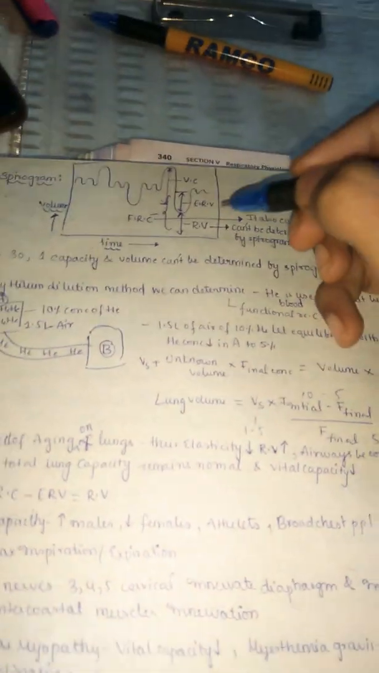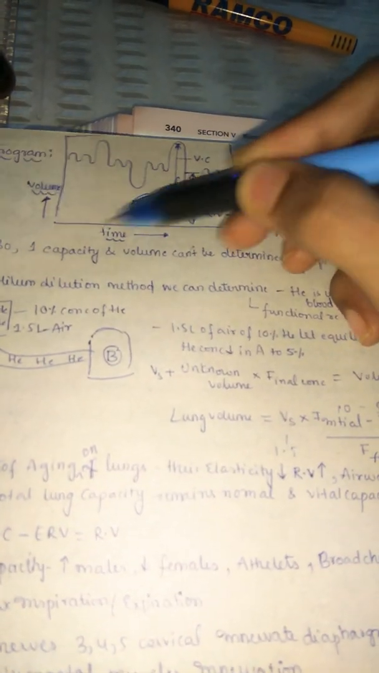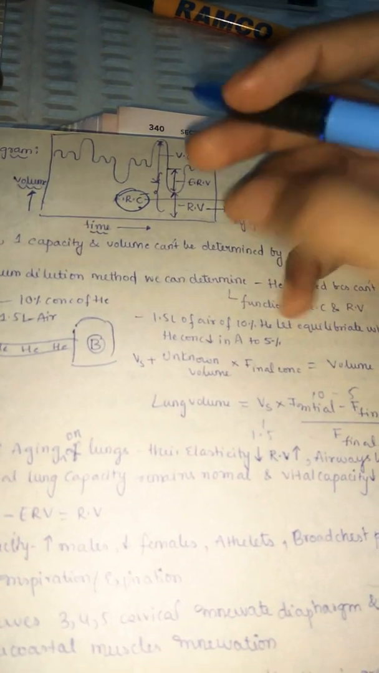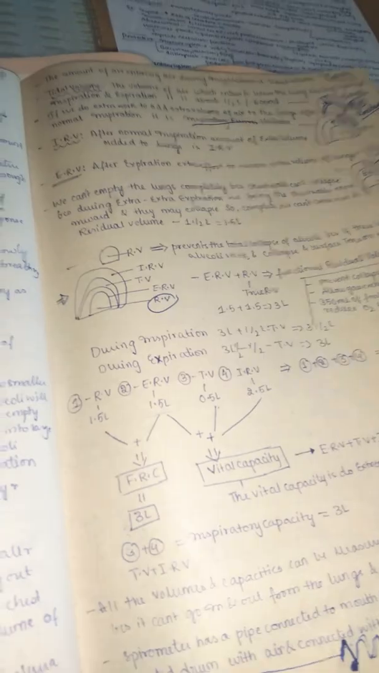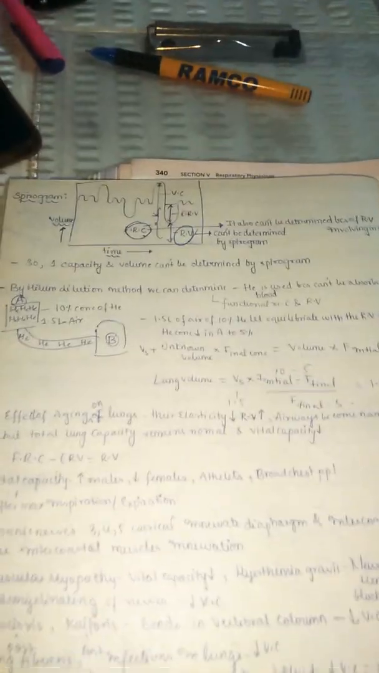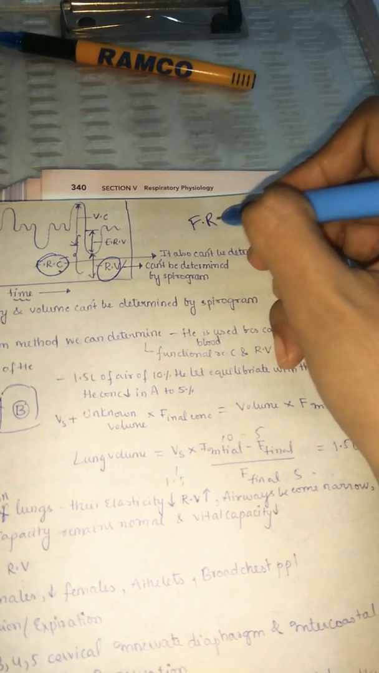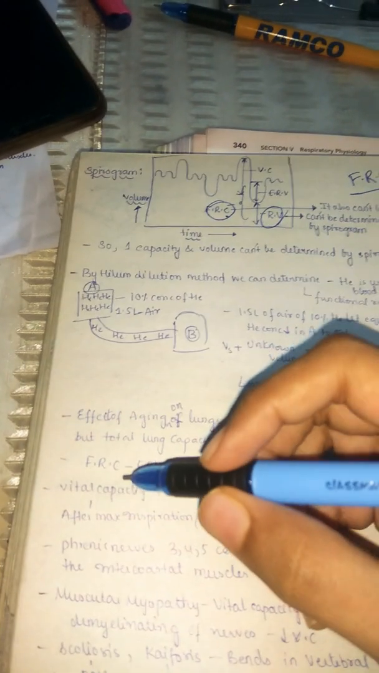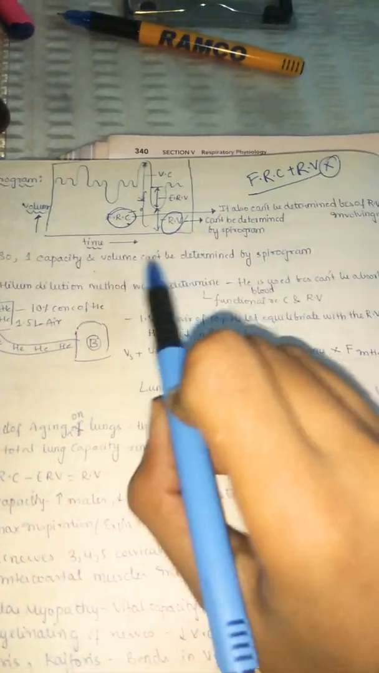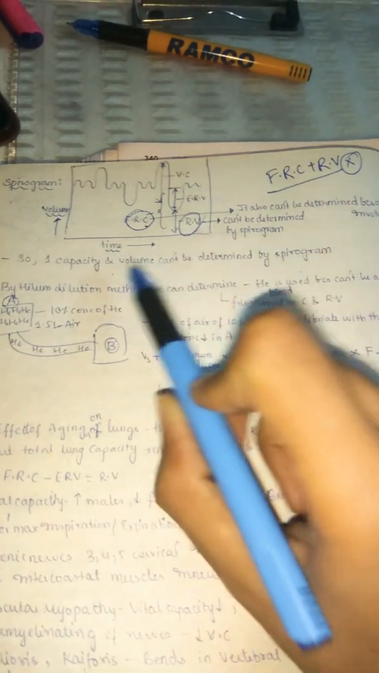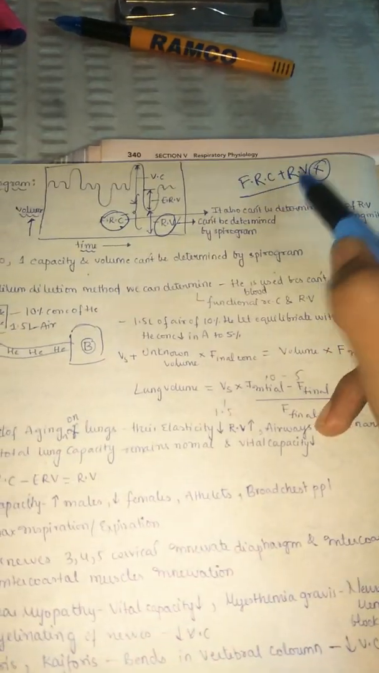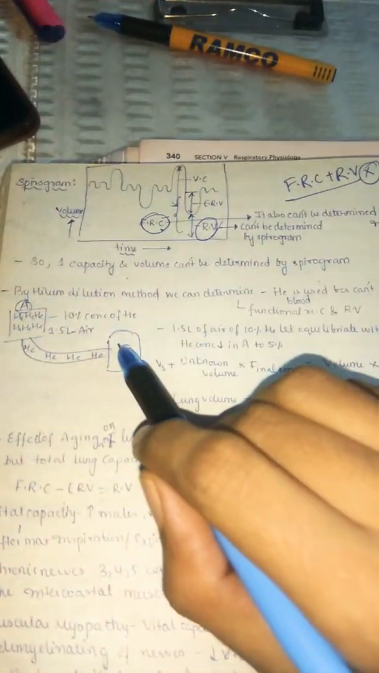So remember, not only residual volume, even the functional residual capacity is not measured by means of spirometry. What is the functional residual capacity? Expiratory reserve volume plus residual volume. As residual volume is involved here, functional residual capacity and residual volume can't be determined by spirometry. So one capacity and one volume can't be determined by spirogram. What is that one capacity? Functional residual capacity. What is that one volume? That is residual volume.